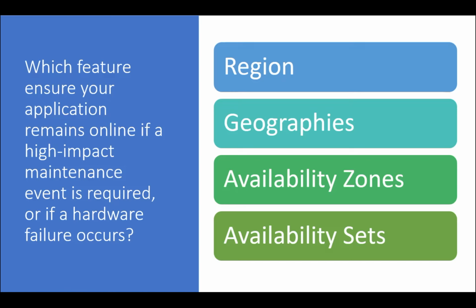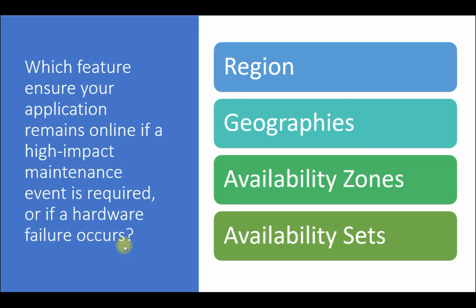Let's talk about this question. In this question, they are asking which feature ensures your application remains online if a high impact maintenance event is required or if there is any hardware failure. The options we have are: region, geographies, availability zone, availability set.